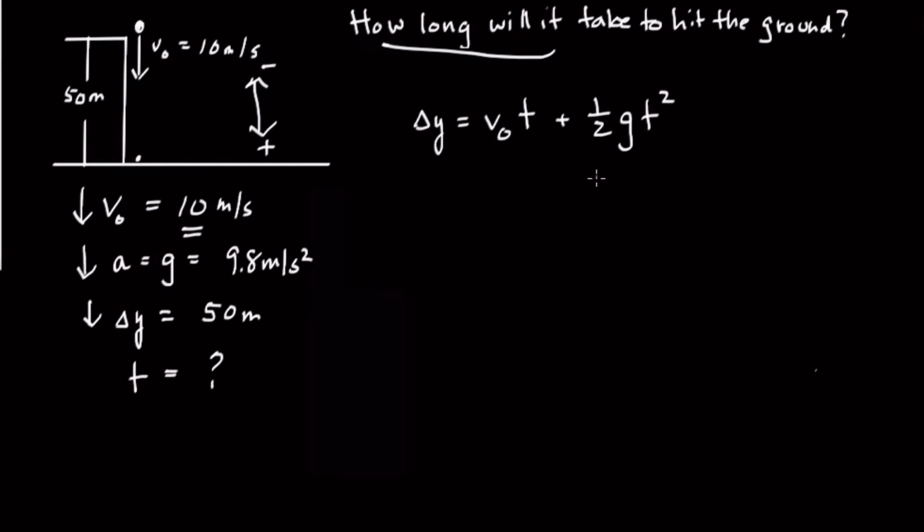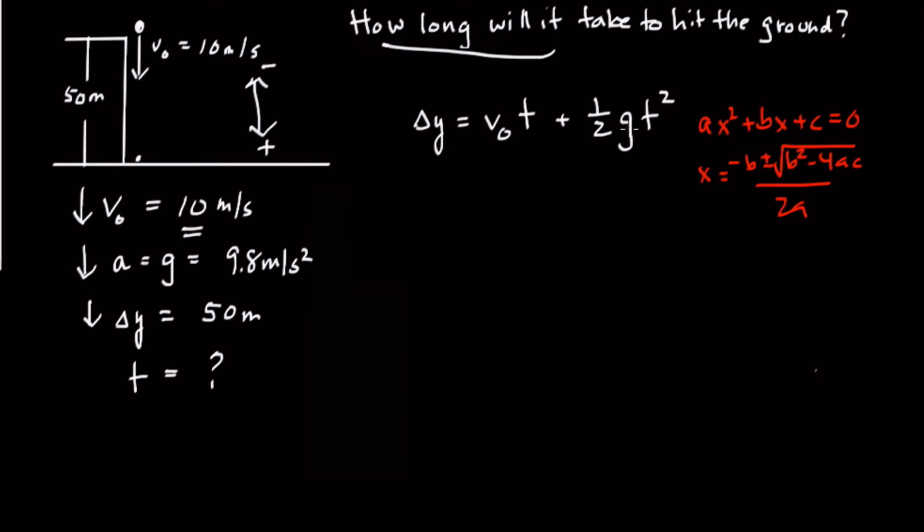So what do I do? Well, I notice here I have a t squared and I have a t, and this is actually a quadratic. Ax squared plus bx plus c equals 0. When I get an equation in this form, I know how to solve for x. X is negative b plus or minus the square root of b squared minus 4ac over 2a.